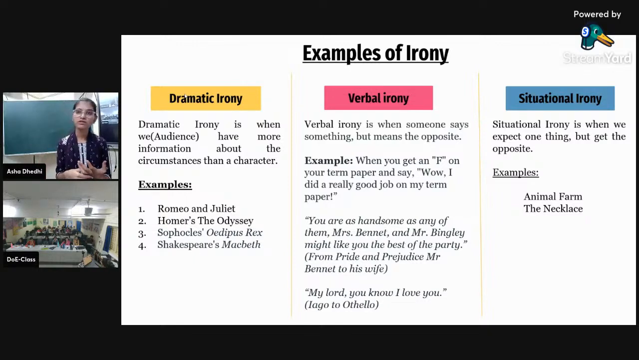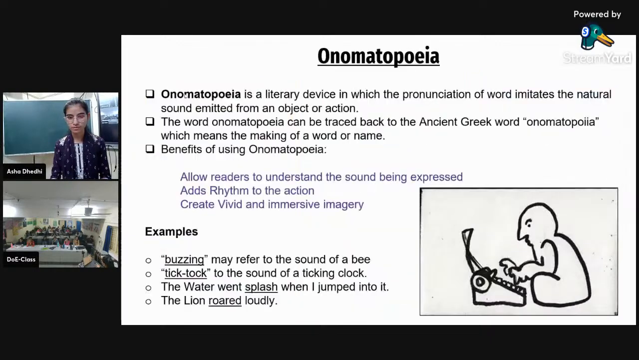So Animal Farm, if we read it as a child, then we might think that it is a story about the animals, right? But it is not just that story. It has deep political references as well. And another example is the necklace story. Now the next one is onomatopoeia.